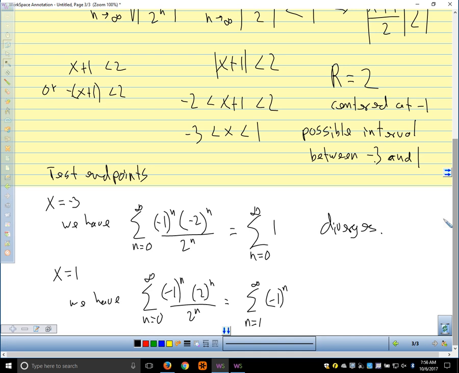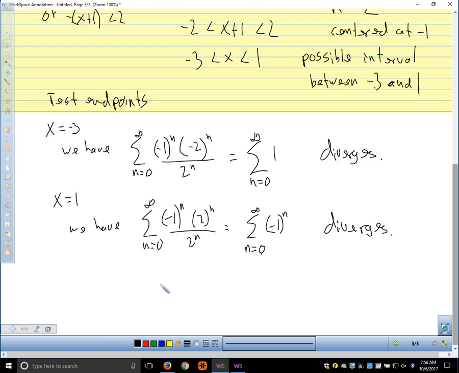No. It might be if you're a physicist. All right, so both the endpoints diverge. So our interval is (-3, 1). That power series would converge between -3 and 1.